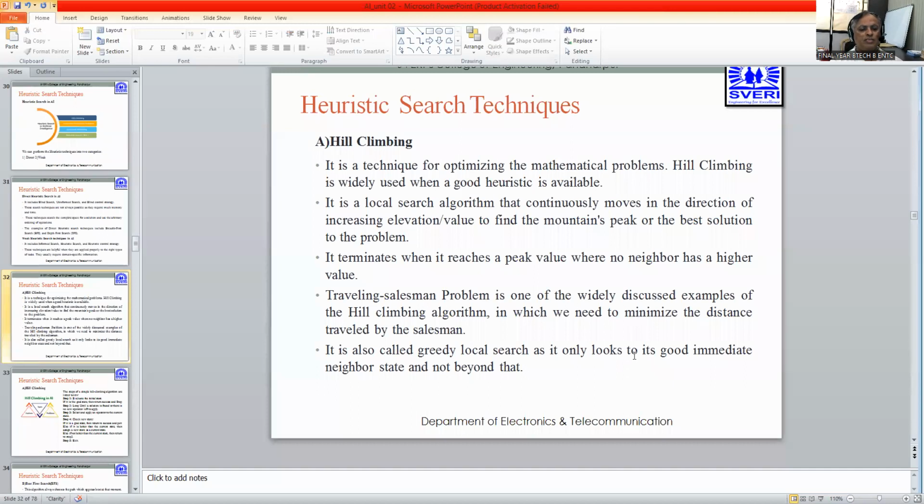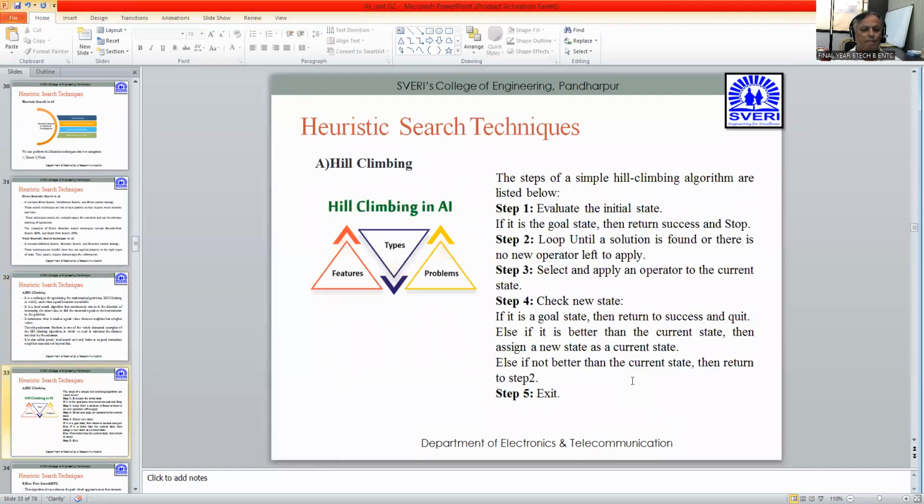It is also called a greedy local search as it only looks to its good immediate neighbor state and not beyond that. These are the steps that are involved in this technique, that is nothing but the algorithm.